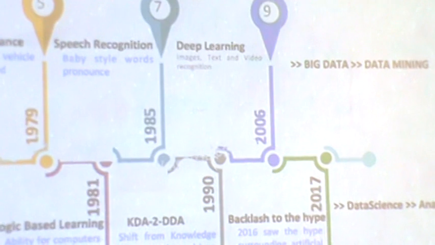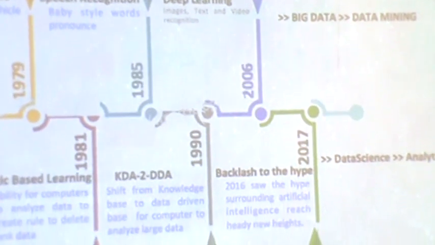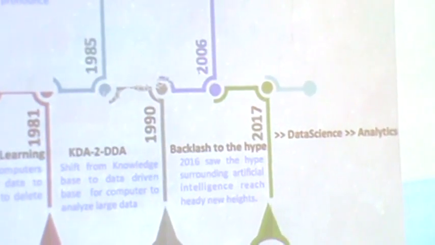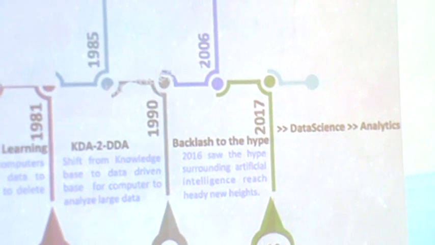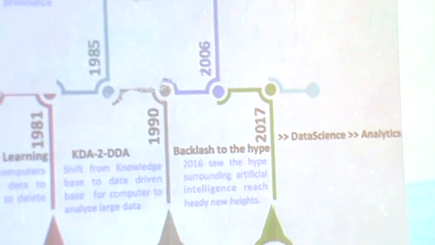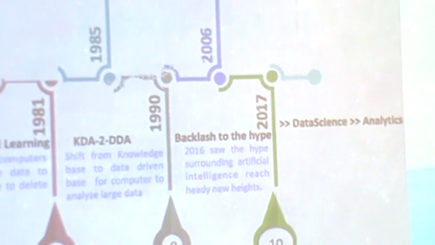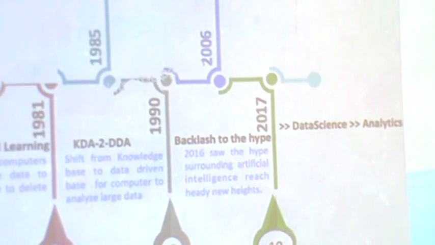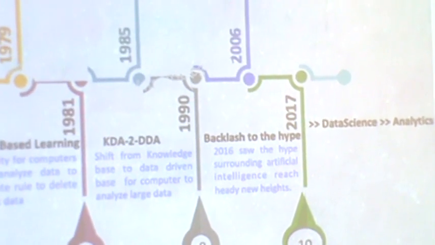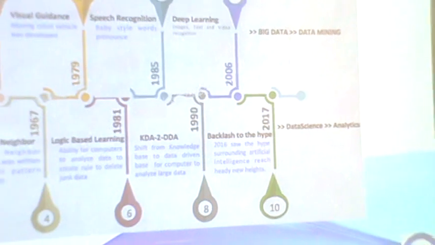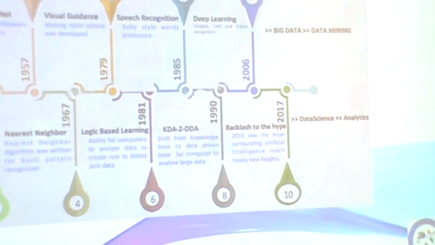Deep learning works with more images, videos and audio. It was introduced in 2006. So now machine learning is used and implemented in a wide variety of industries. And also many programming languages now support developing machine learning.